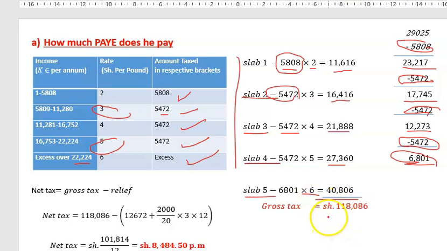If I total, I'm getting 118,086. Now this becomes the gross tax. Once I get the gross tax, I need to calculate what we call the net tax. And the net tax is gotten by taking the gross tax minus relief.